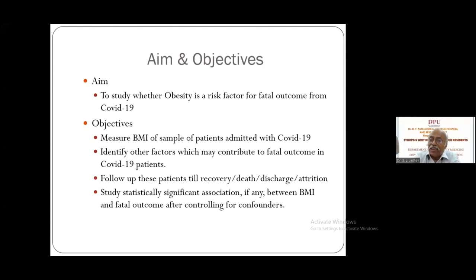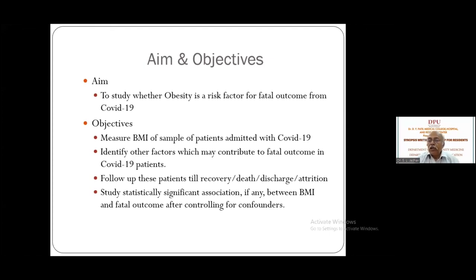All those also I will measure, because I am taking the primary predictor as obesity and the outcome as fatality here, and I will measure all other things so that I can adjust later in multivariate analysis. I may have to control for these confounders and find a clean association between obesity and fatality. Then follow up these patients till recovery, death, discharge, or loss to follow up. This is my third. And study statistical significant association, if any, between BMI and fatal outcome after controlling for confounders.